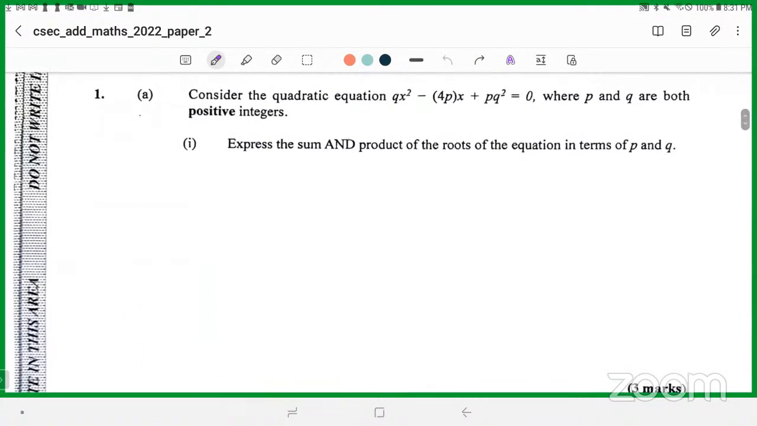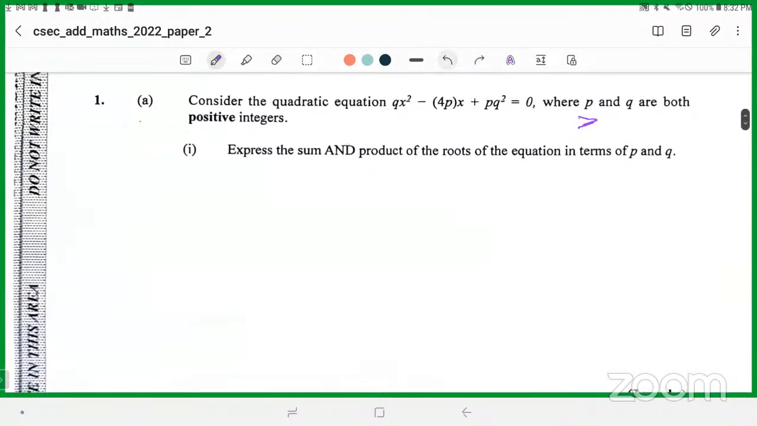This one says, consider the quadratic equation. Bang, that's a quadratic equation, where p and q are both positive integers. So these are both positive integers, meaning they are greater than 0, both of them. Oh, this can be done multiple ways. This is already starting to look like x squared minus the sum times x plus the product equals 0. So we can just carry on that way and done.